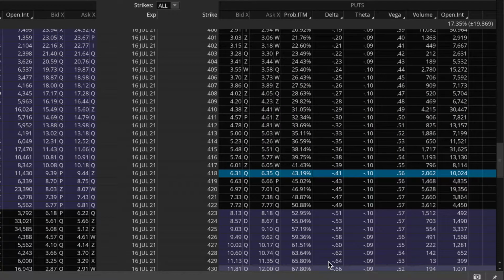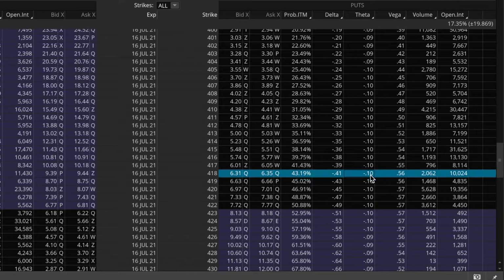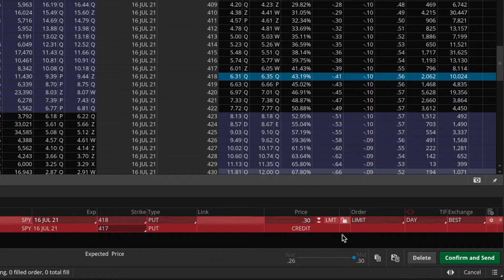But unfortunately, you can see here, both for the 418 strike put option and for the 417, the theta values for both of these contracts are exactly the same. So they're going to exactly cancel each other out. There's going to be no time decay on this put credit spread. And that's a huge, huge drawback.